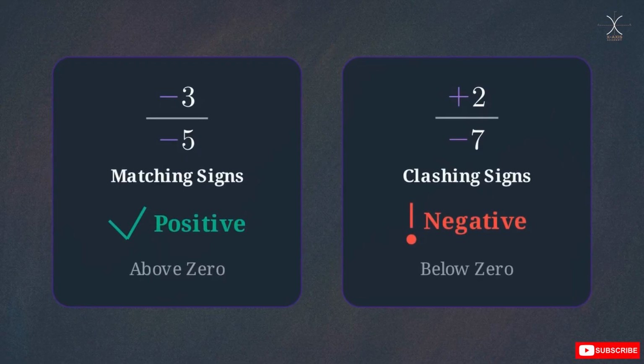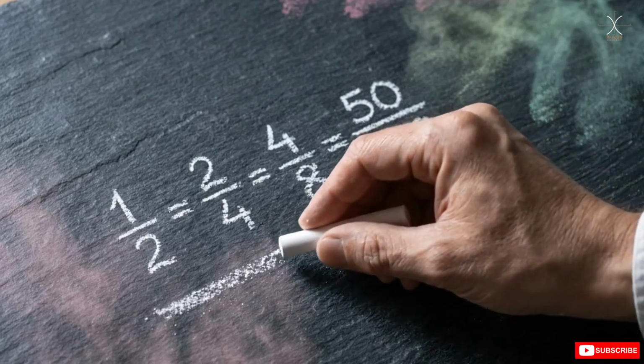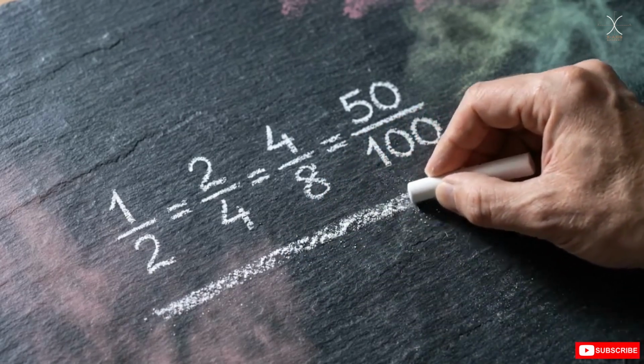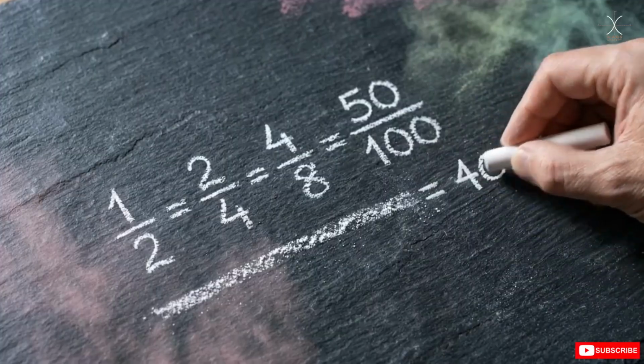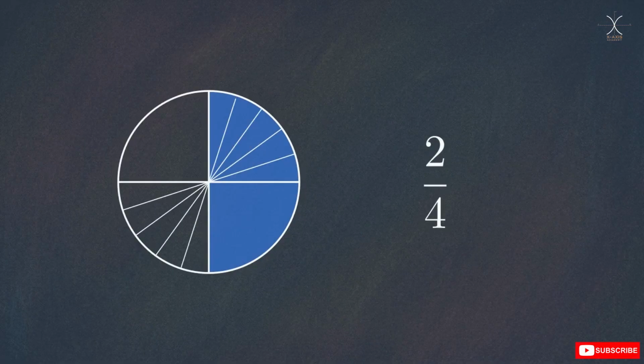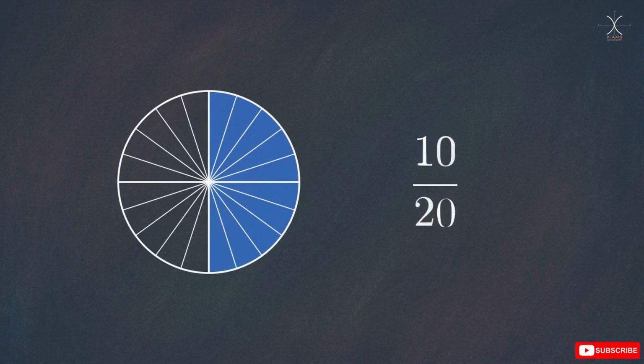One of the most important things to realize about rational numbers is that the same value can be written in many different ways. Think about a circle divided in half. If you cut that same half into 2 smaller pieces, you have 2 quarters. If you cut it into 10 tiny pieces, you have 10 twentieths. Even though the numbers change, the total amount of space being covered is identical.